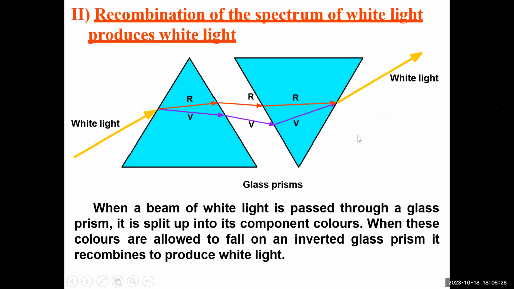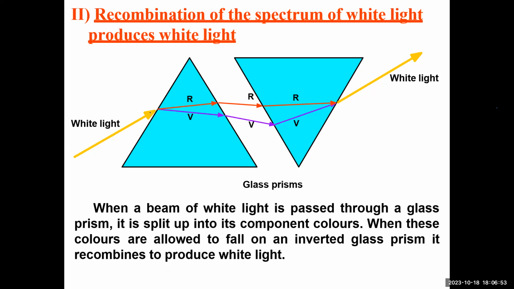Now let us see the next part. The next part is about recombination of a spectrum. Recombination of the spectrum of white light produces again a white light. What does this actually mean here? Whenever you take two prisms and keep them in the two fashions shown in the slide, if you put the two prisms in this fashion, what happens first?